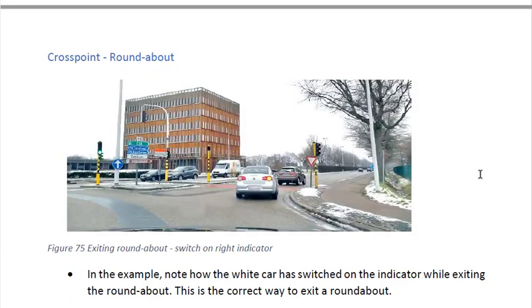So as you can see in this example, this gray car is exiting the roundabout, and clearly it has switched on its right indicator to inform the other road users that it is taking this particular exit. And this is the correct way of exiting a roundabout.